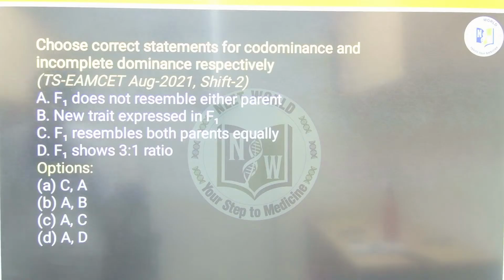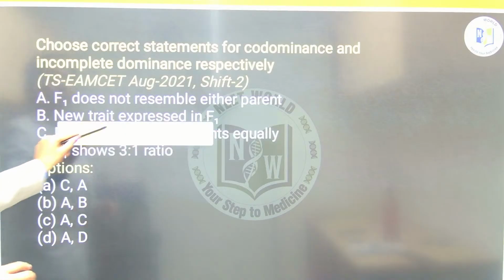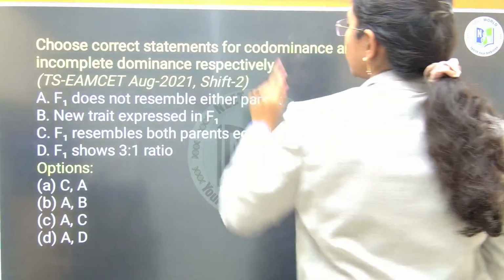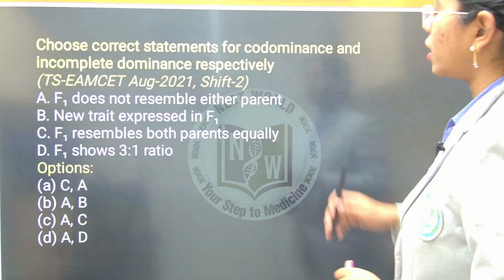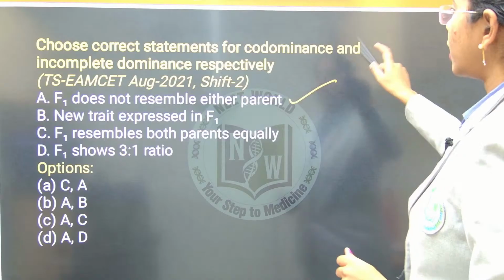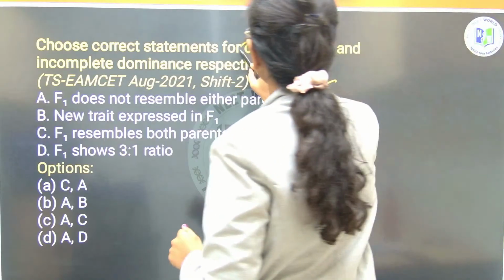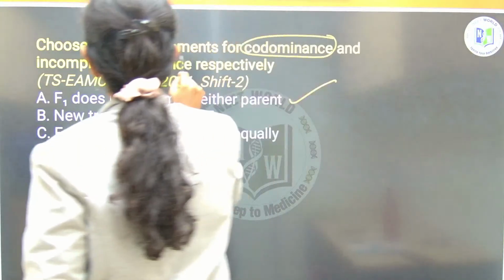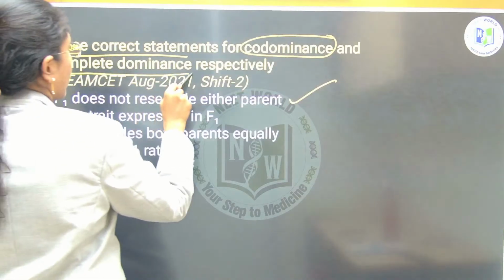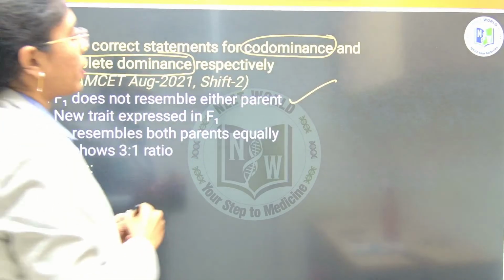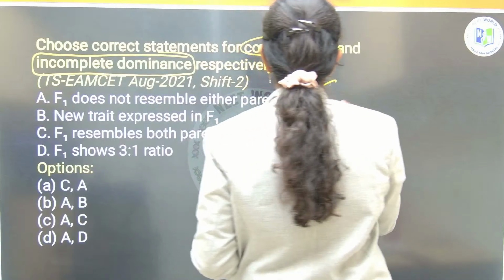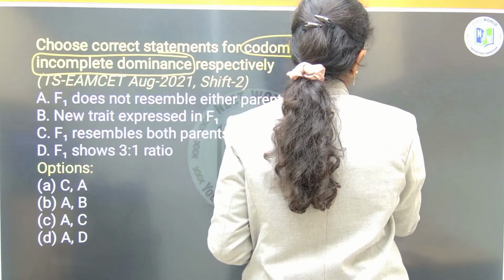And now, if we have to look into the correct statements from this multi-statement based question: F1 does not resemble either of the parents. Correct statement with respect to codominance and incomplete dominance. F1 does not resemble any of the parents. This is observed in incomplete dominance.